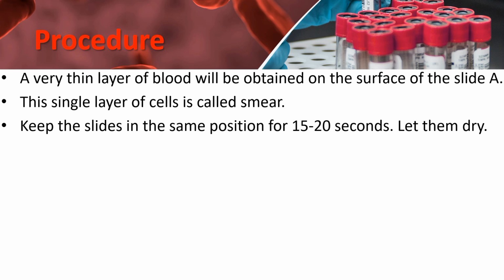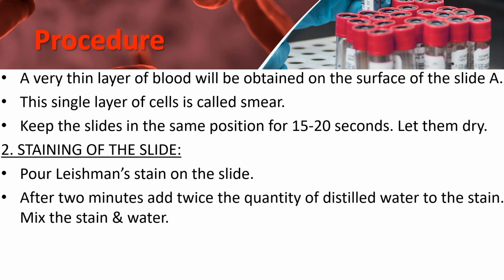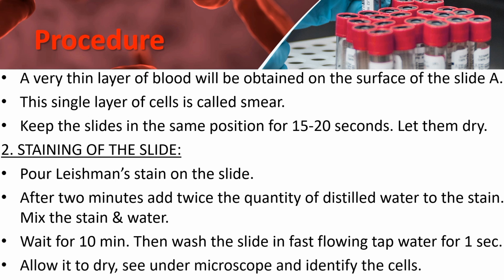Second step is the staining of the slide. Pour Leishman's stain on the slide. After 2 minutes, add twice the quantity of distilled water to the stain. Mix the stain and water. Wait for 10 minutes. Then wash the slide in fast flowing tap water for 1 second. Allow the slide to dry. Then see it under microscope and identify the cells.